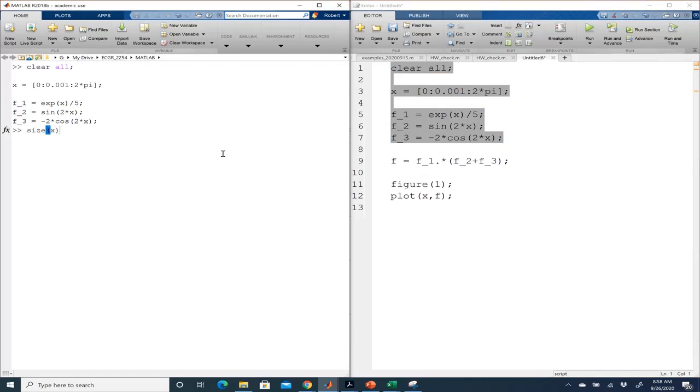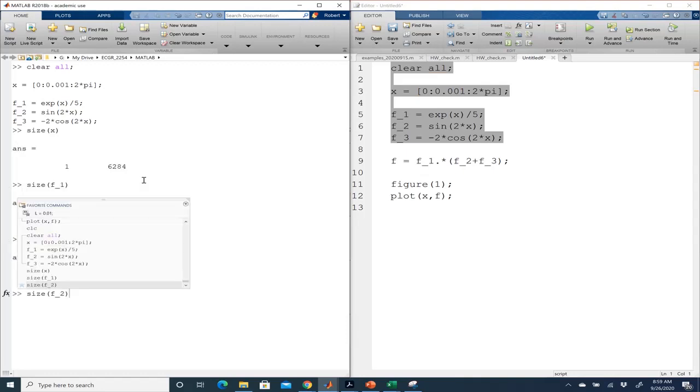So I'm going to look at the size of x. This tells me that x is a row vector. It's a matrix with 1 row and 6,284 columns. If I look at f underscore 1 and what its size is, it's the same size. Same thing's true for f2. Same thing's true for f3.